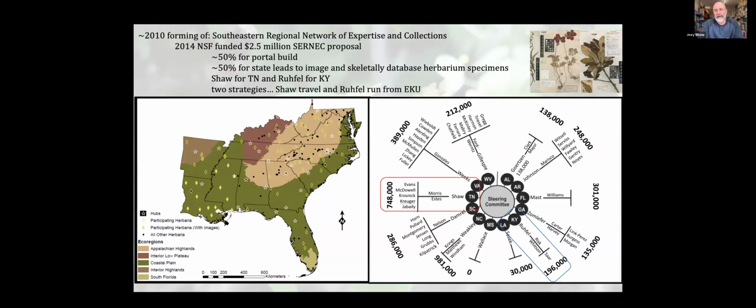At the time, I was the state lead for Tennessee, and Brad Ruffel was the state lead for Kentucky. The two of us had two different strategies. In Tennessee, I traveled around, went to different universities and herbaria, brought imaging stations, and trained the faculty and students there on how to do that, and they were doing that work. I think Brad mostly had the other collections that he digitized or oversaw digitization in Kentucky go to Eastern Kentucky, where the work was done.